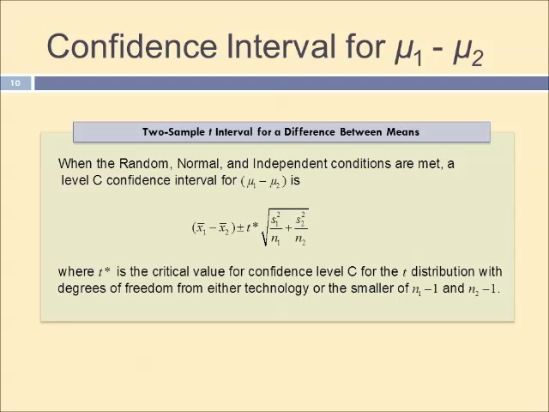So when the random, normal, and independent conditions are met, a C-level confidence interval for the difference between population means is given by this formula. It's the difference of the sample means plus and minus a margin of error. And the margin of error is the critical value for the confidence level in terms of the t-distribution with its degrees of freedom, multiplied by the standard error. This is pretty much the same thing we've been doing all along, it's just getting a little more complicated.